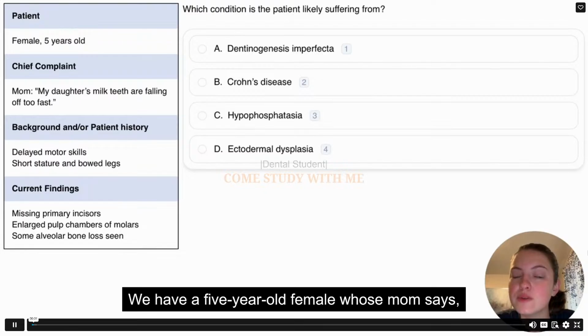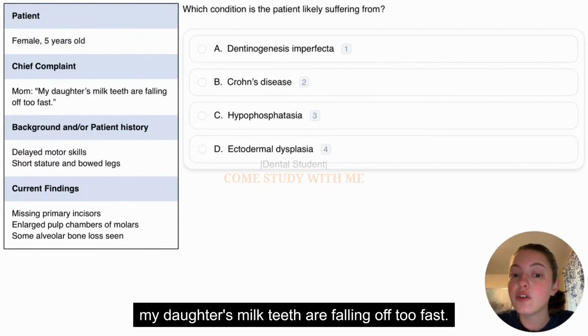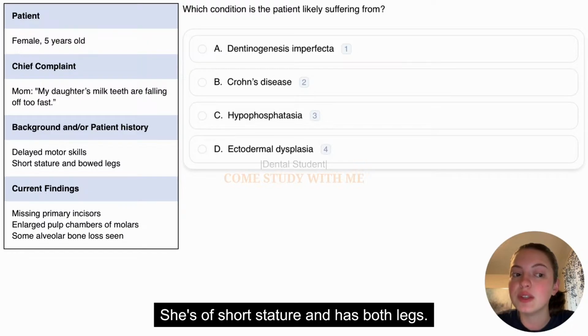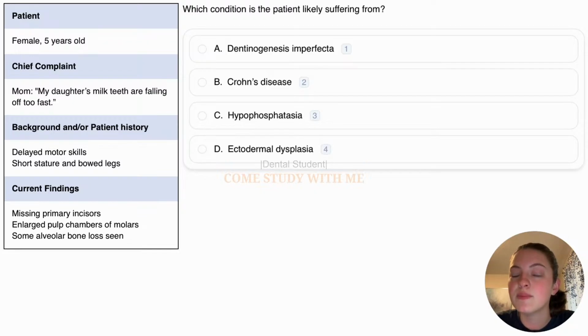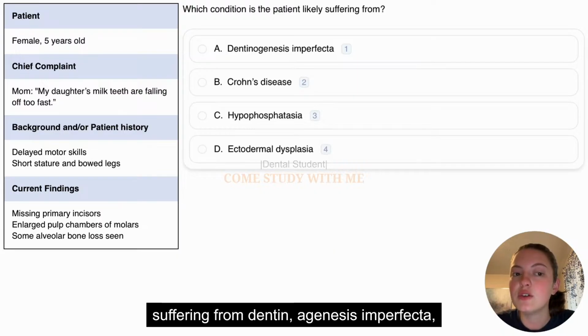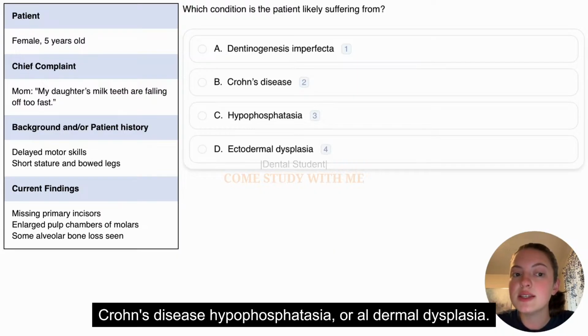We have a 5-year-old female whose mom says, "My daughter's milk teeth are falling off too fast. She has delayed motor skills, she's of short stature and has bowed legs, she has missing primary incisors, her molars have enlarged pulp chambers, and some alveolar bone loss is seen." And we're being asked, which condition is the patient likely suffering from? Dentinogenesis imperfecta, Crohn's disease, hypophosphatasia, or ectodermal dysplasia.